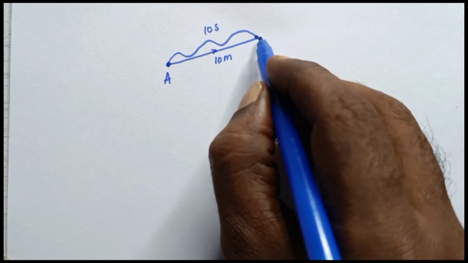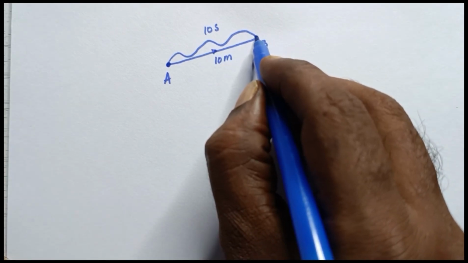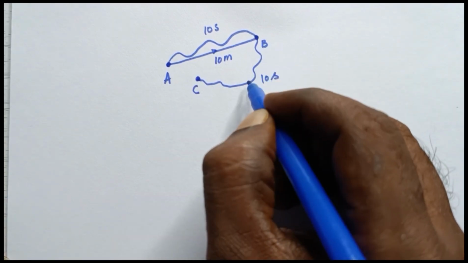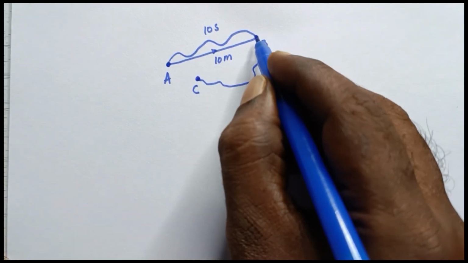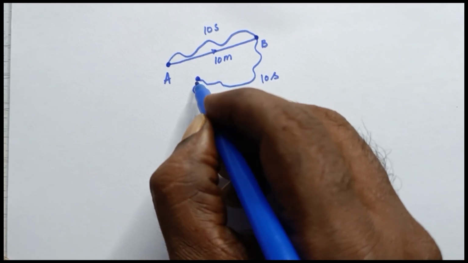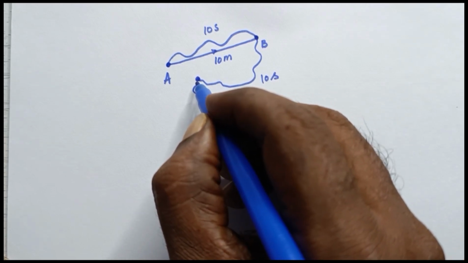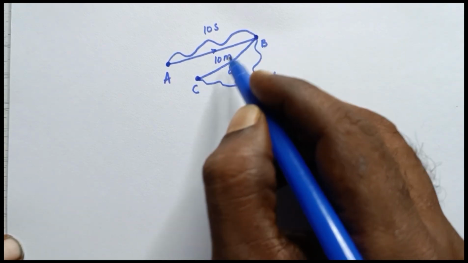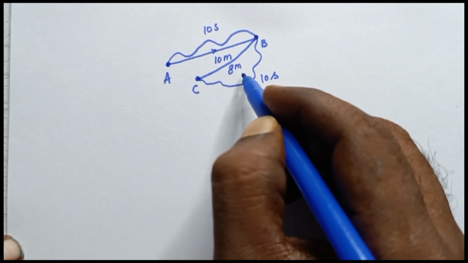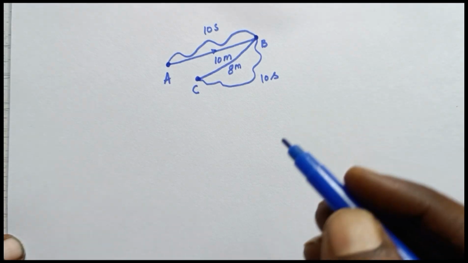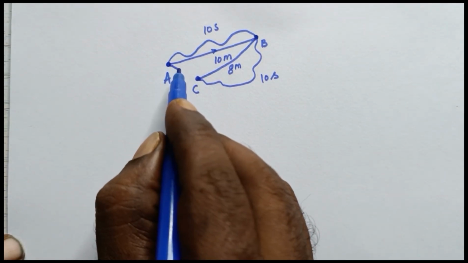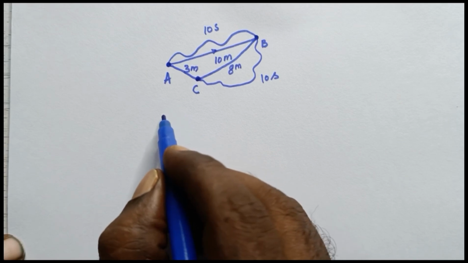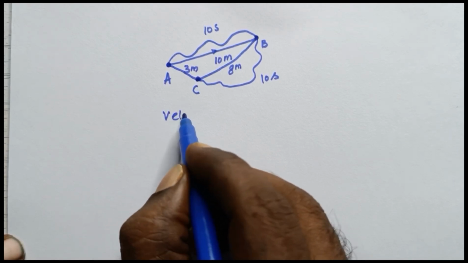நவ் த பாடி இஸ் ஸ்டில் மூவிங். த பாடி இஸ் மூவிங் லைக் திஸ். Let C be the position of the body. The body is traveling a path like this and it is reaching a point C in the next 10 seconds. The shortest length from B to C is 8 meter. Okay. Now, if you join these two, the length is 3 meter. Assume that. So, what is the velocity of the body?